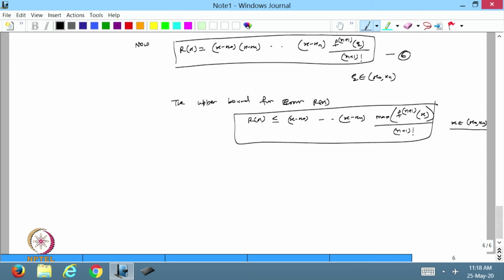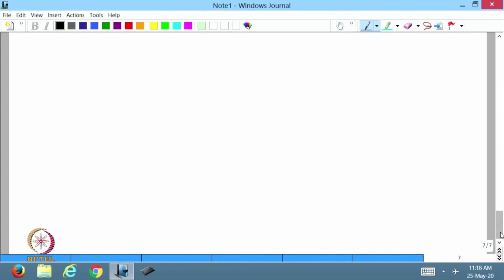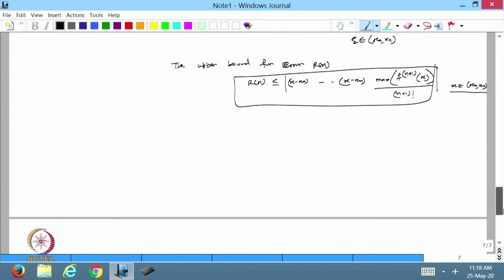It can be negative also, in that case I will take the modulus value. So, no problem, I can choose the modulus value, or from here itself I can say that this will always be less than this, the modulus value. So, that gives me the upper bound for the error.